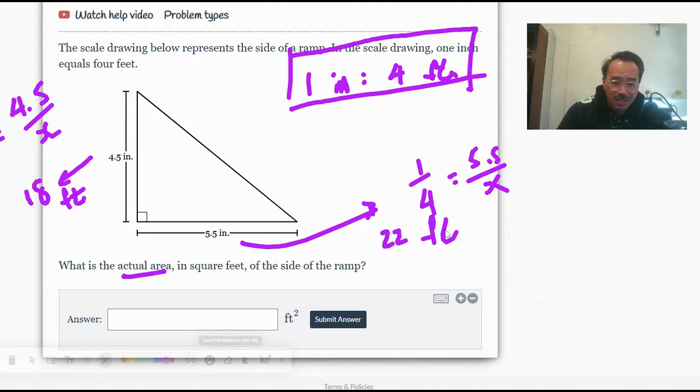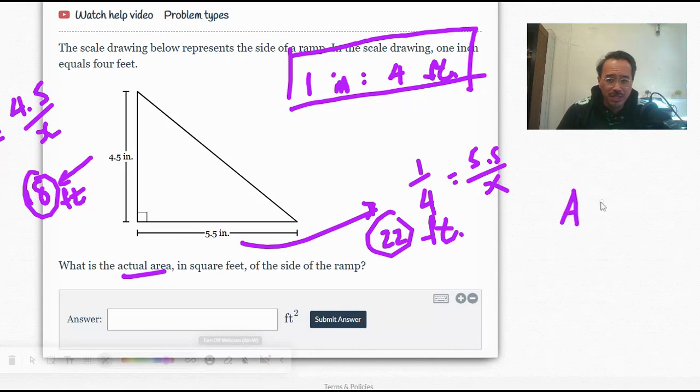Now, you're not done yet, which is why for the homework, I didn't give you as many questions as last week. So now you have to find the area of a triangle. By the way, if you want to do this the short way, 1 inch is 4 feet, right? So 4.5 times 4 gives you the 18. Same thing here, gives you the 22. Now, we're not done yet. Here we need to find the area of the triangle.